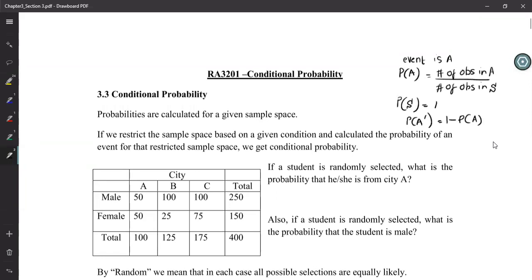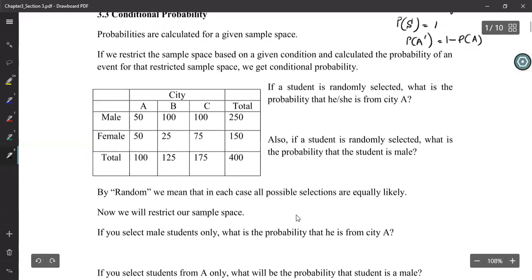Also, we learned about the union, intersection, and about disjoint events, mutually exclusive events, and how to find the probability of a union, and so on. Right. So we need that information again today when we talk about conditional probability also.